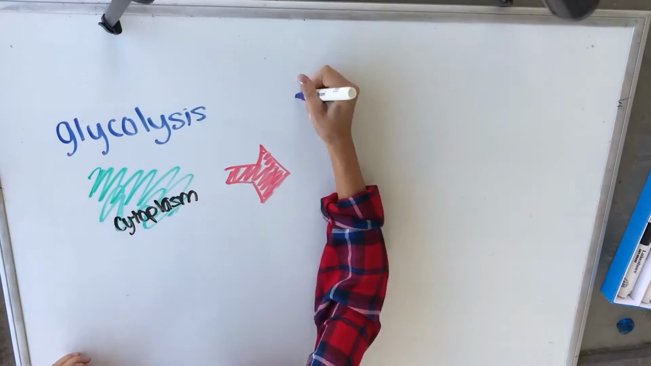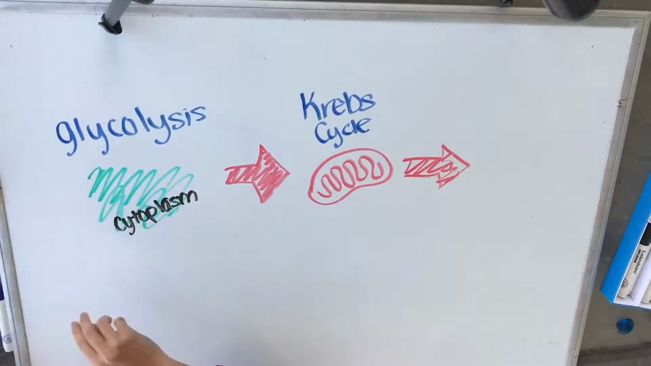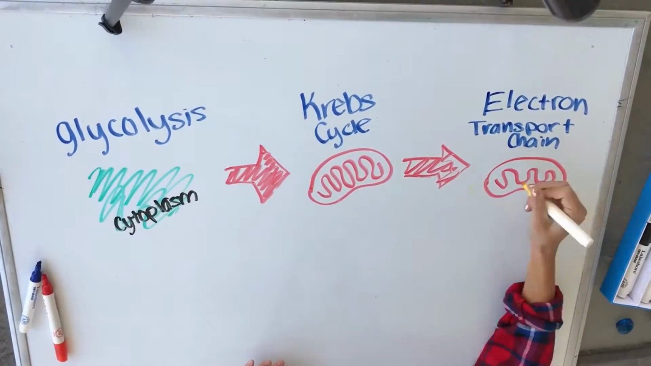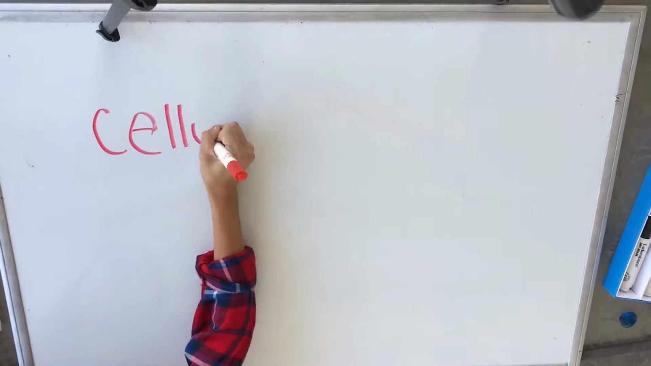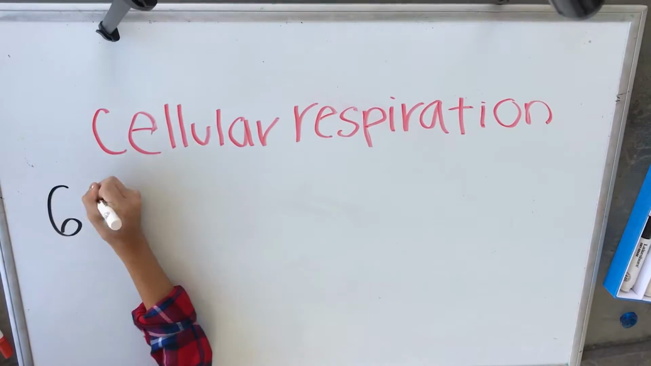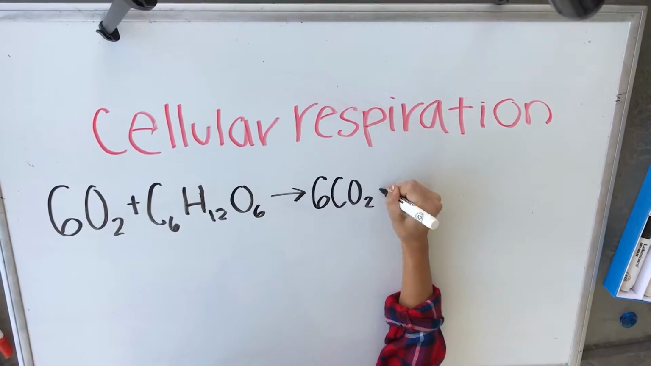Glycolysis, which occurs in the cytoplasm, the Krebs cycle, which occurs in the mitochondria, and the electron transport chain, which also occurs in the mitochondria, is where most of the ATP is produced. The equation for cellular respiration is oxygen plus glucose equals carbon dioxide and water and ATP.